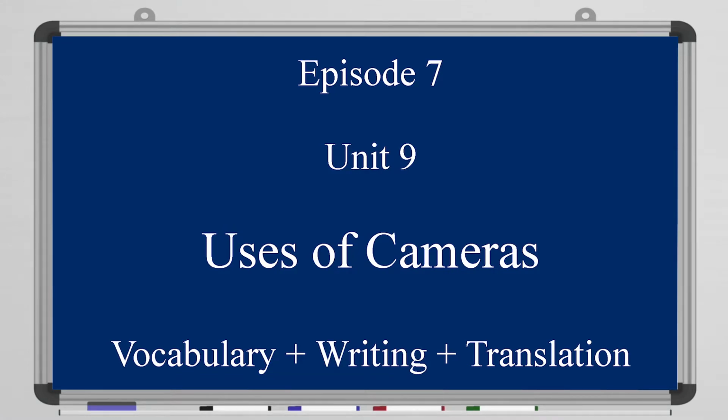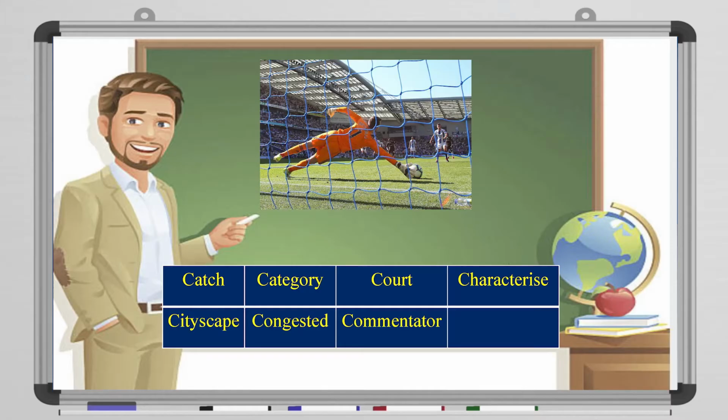So stay tuned. With Unit 9, we talked about the uses of cameras, so it's going to be more of a descriptive kind of essay. But before we look at that, we need to look at the new vocabulary that we have. Same as before, I'm going to give you the picture that you can see right in front of you, and I'm going to have the words listed below. What I want you to do is take a few seconds and tell me which word best corresponds to the picture that you can see.